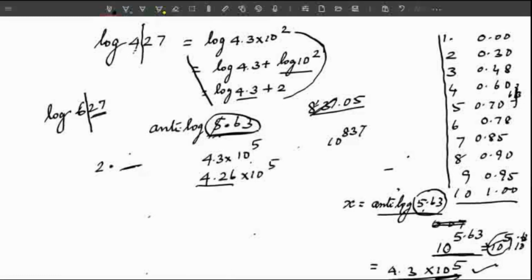Therefore, this is the way. Or at some other time, the answer may also be given like this. Therefore, look at the answer. If you want to take anti-log, look at the form in which the answer is given. Accordingly, you can write it as either 10 power 5.63 or it is equivalent to 4.6 into 10 power 5. This is the method of taking anti-log for a number having digits.